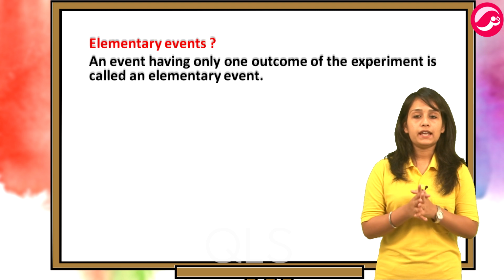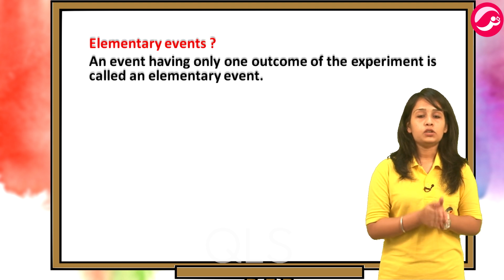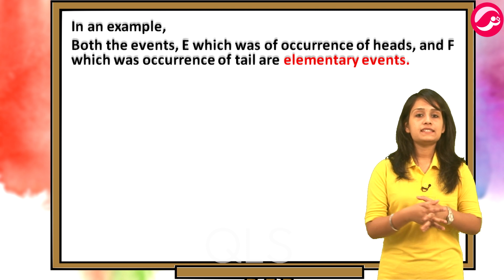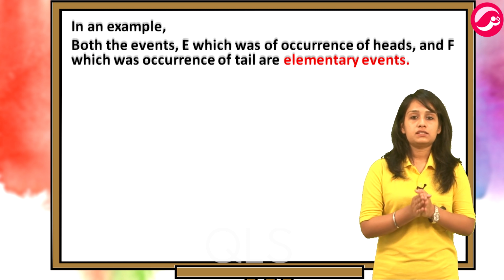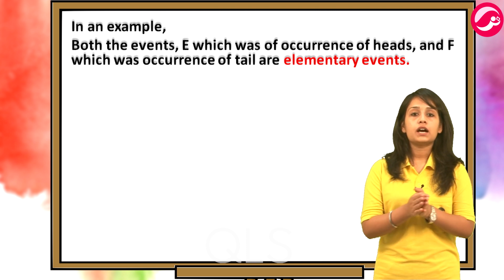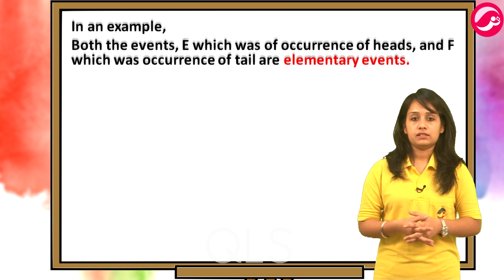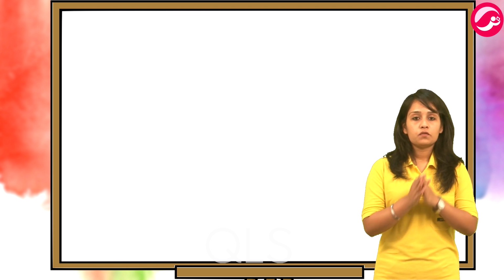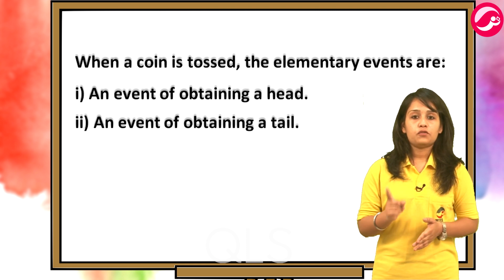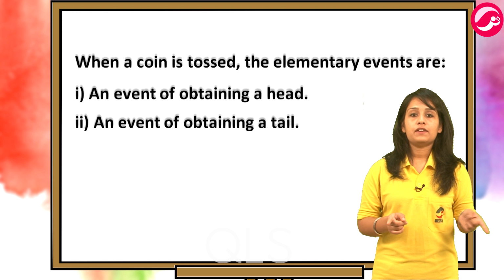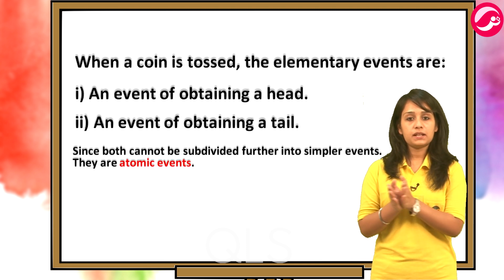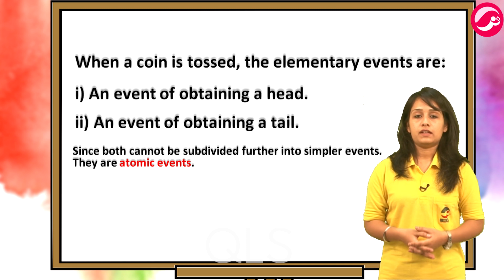Now remember what were elementary events? An event having only one outcome of the experiment is called an elementary event. In an example we saw both the events E, which was of occurrence of heads, and F, which was occurrence of tail, are elementary events. So what can we say? When a coin is tossed, the elementary events are an event of obtaining a head and an event of obtaining a tail. Since both cannot be subdivided further into simpler events, they are called atomic events.